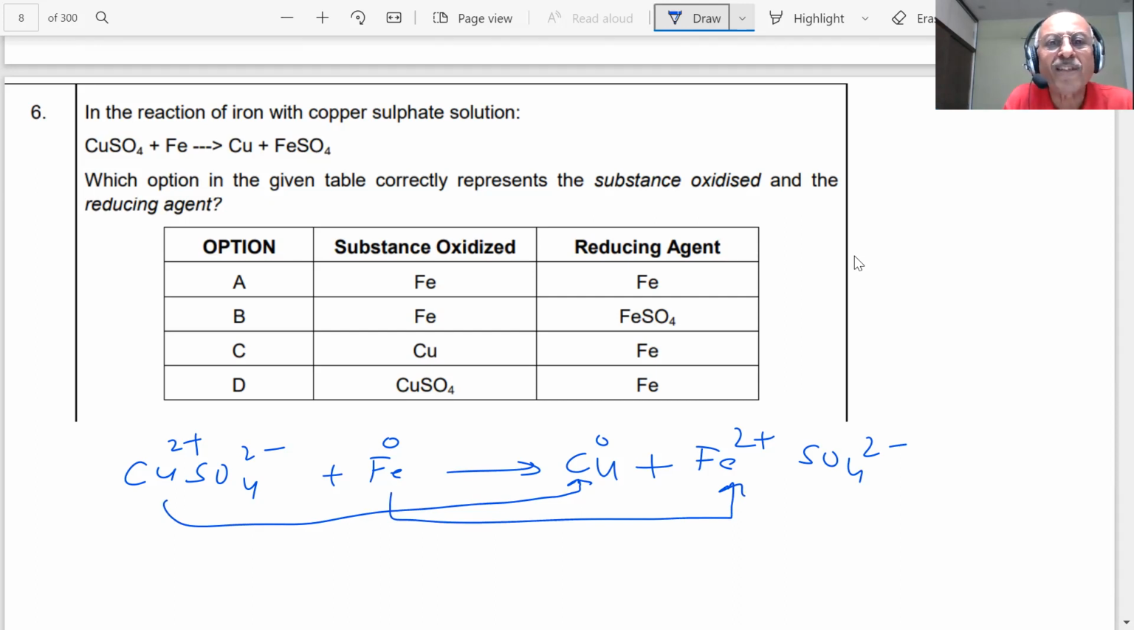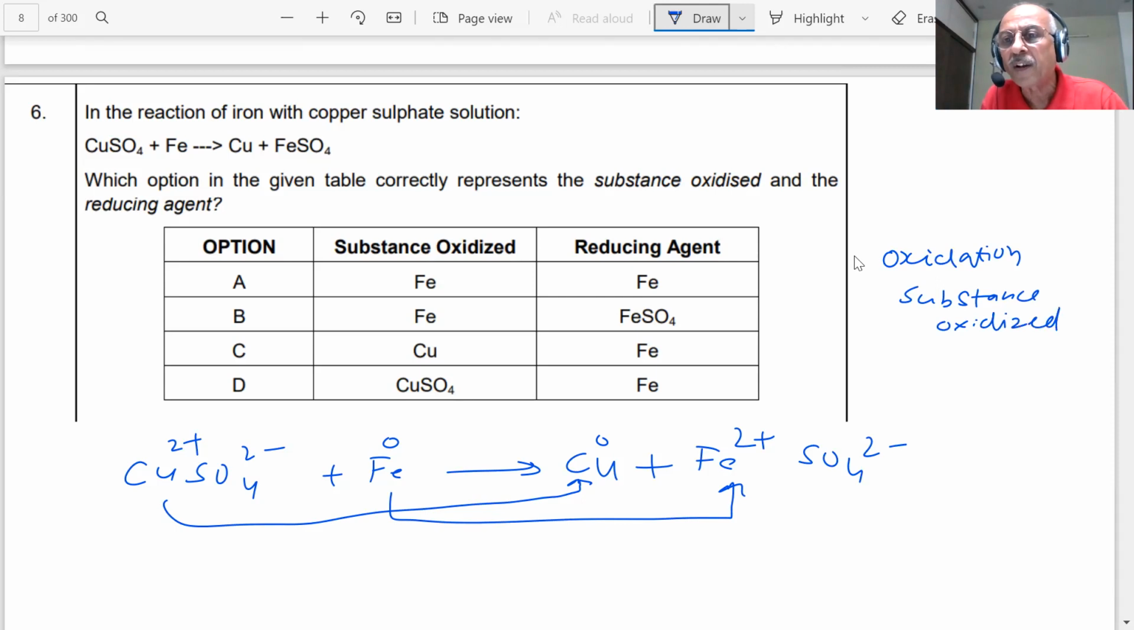Now, which option in the given table correctly represents the substance oxidized? Now you have studied oxidation and reduction, student. You said addition of oxygen is oxidation, and the substance which is oxidized is called a reducing agent.